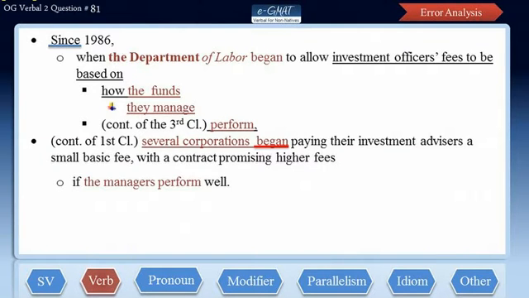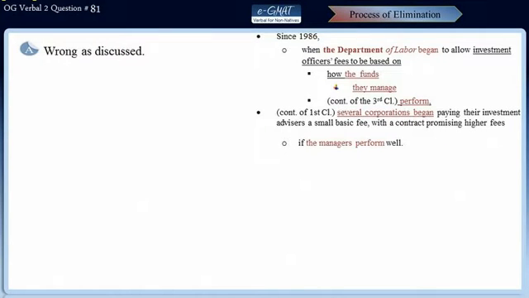Also, the pronoun they should refer to investment officers. Since investment officers is in possessive case, it now seems to refer to fees. To make this reference grammatically correct, investment officers' fees must be changed to fees of investment officers. So right now in this sentence, presence of they brings in a pronoun error here. So these are the errors, and let us run the POE to find out what's the correct answer.